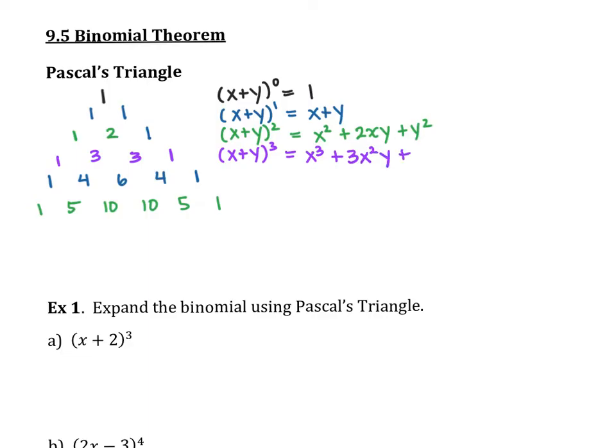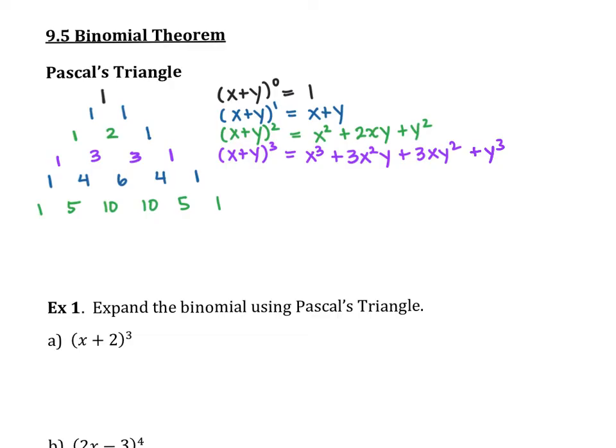Pascal's triangle says 1, 3, 3. The next coefficient should also be 3. The x is going to go down a degree. The y is going to go up a degree. And then the last term, 1, 3, 3, 1. The last coefficient should be a 1. The x goes down a degree, so it's gone. The y goes up a degree. And that would be the expansion of x plus y to the third.